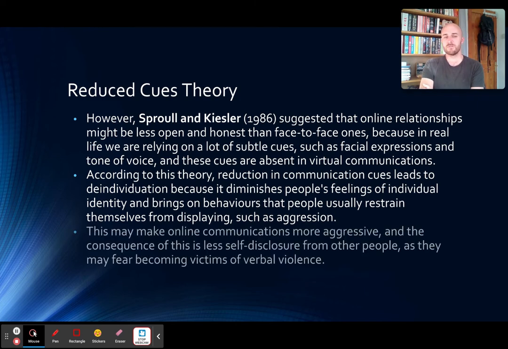So the reduced cues theory is essentially saying that because you have less information to go on, less cues from your prospective partner, you basically hold back a little bit, right? You hold back, or you may become more aggressive through de-individuation.